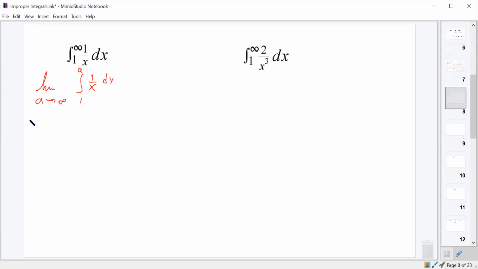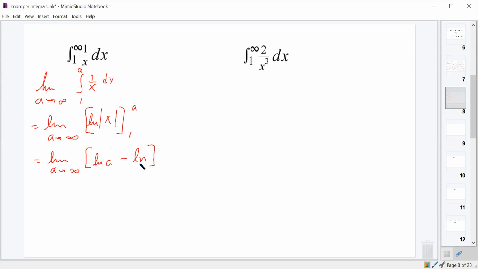So this should become what? The limit as a approaches infinity of what? Natural log absolute value of x from 1 to a, which gives us the limit as a approaches infinity of natural log of, well, if a is going towards infinity, that absolute value is kind of insignificant, right? Natural log of a minus natural log of 1, which gives us the limit as a approaches infinity of natural log of a, right? What's that become?